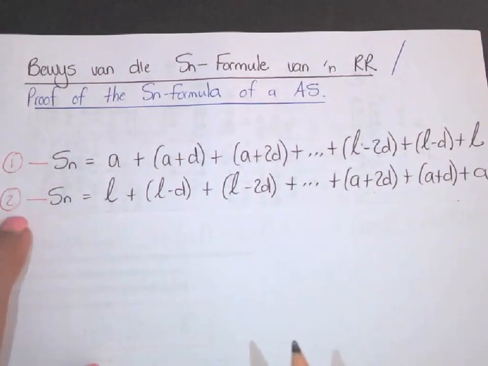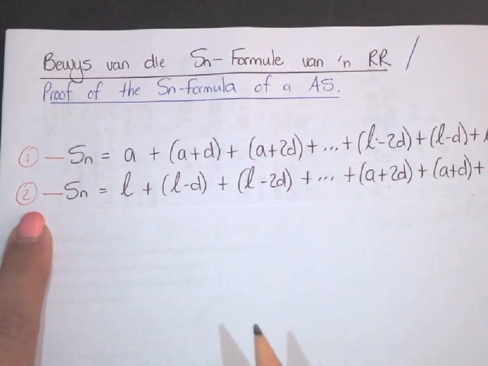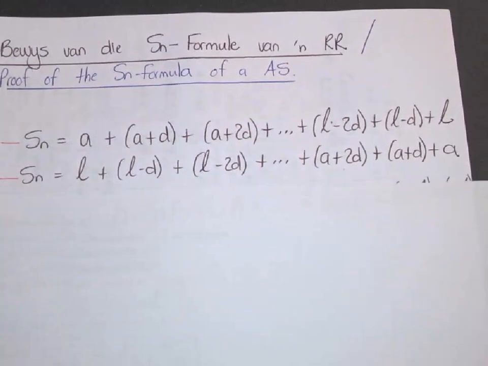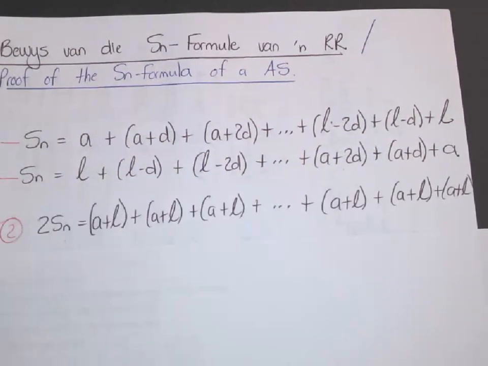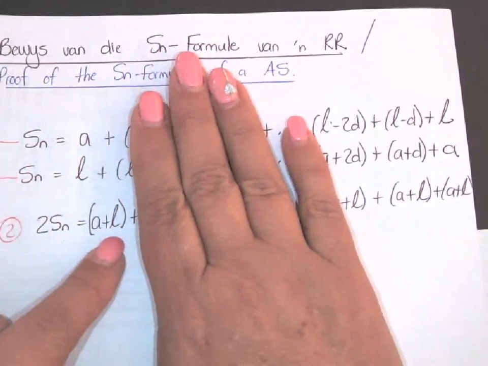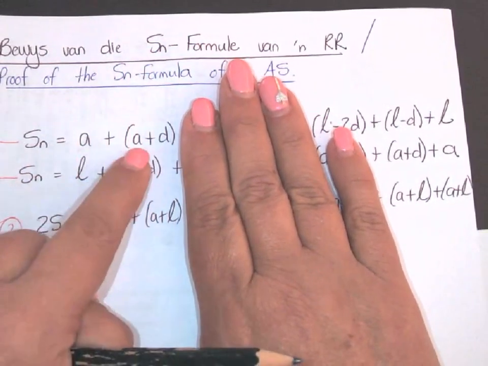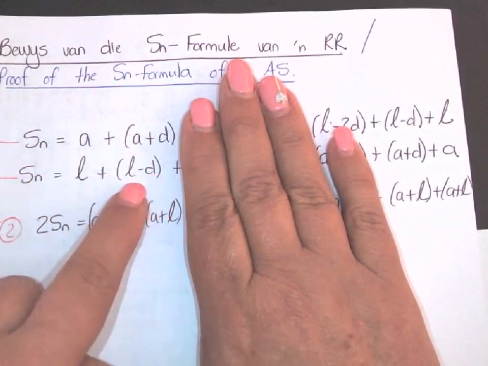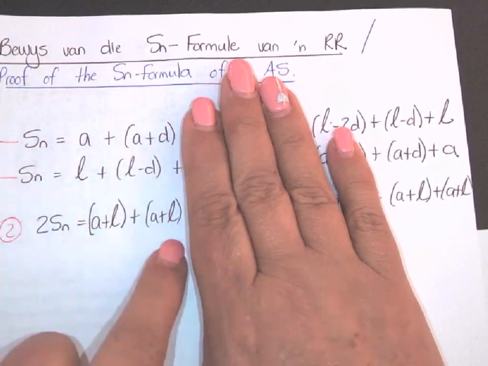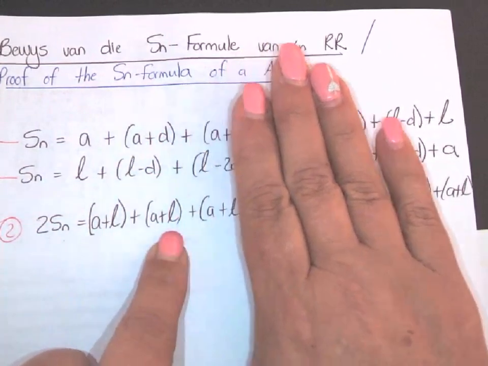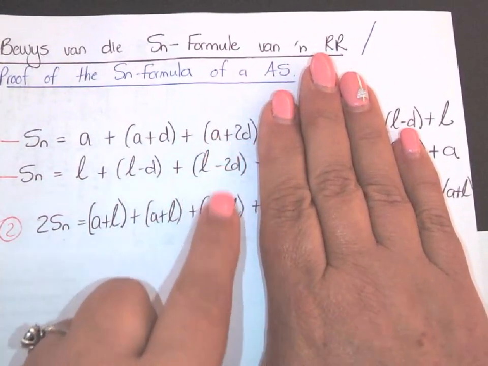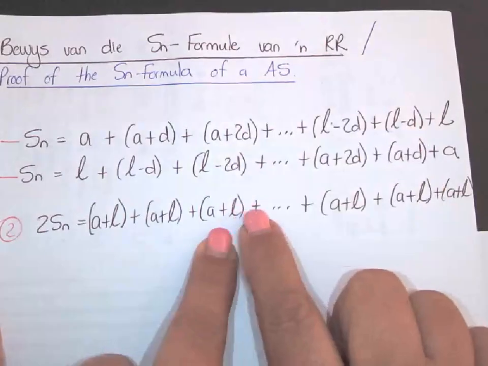Always number them, because now I'm going to add number 1 and number 2. And then if you add them, A plus L will form A plus L. The next one, A plus D plus L minus D means that the D's cancel out, so I'm also left with A plus L. The third term, the 2D's and the negative 2D's cancel out, and then I'm left with A plus L, etc.